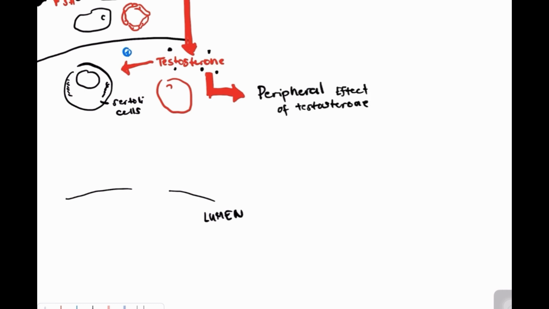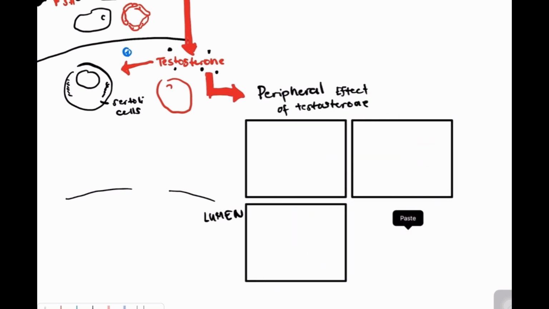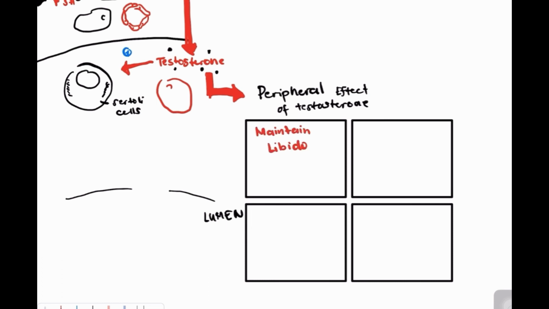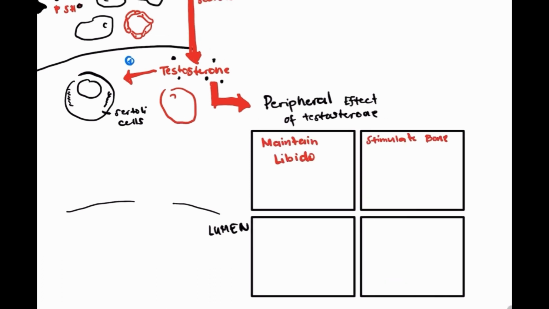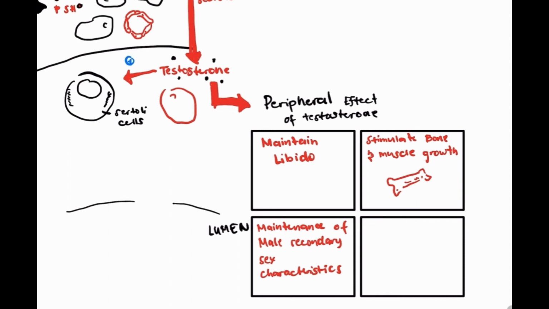So let's look at some of the peripheral effects of testosterone. Firstly, testosterone helps men maintain libido, so sexual function and sexual drive. Testosterone also stimulates bone growth and muscle growth. Testosterone also helps maintain male secondary characteristics such as having a beard and a deep voice. Finally, testosterone is important in the maintenance of accessory glands and organs of the male reproductive system, the prostate, for example. Therefore, testosterone is definitely important for men.